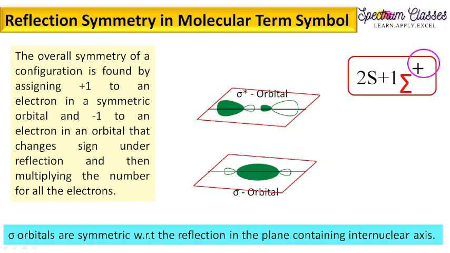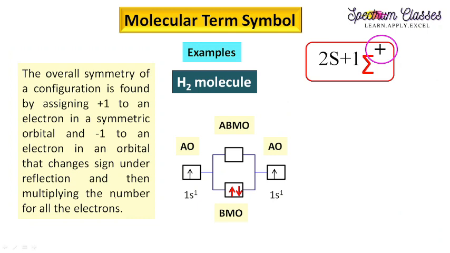So here I have written: the overall symmetry of a configuration is found by assigning +1 to an electron in a symmetric orbital and -1 to an electron in an orbital that changes sign under reflection, and then multiplying the values for all the electrons. We did the same exercise in the case of inversion symmetry. Now I will explain it with an example.